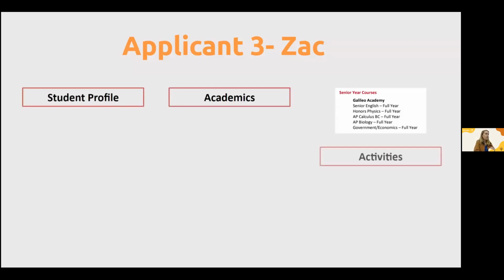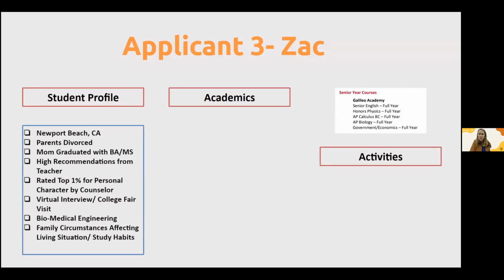And then again, we'll look at their student profile first. So the student is from Orange County, Newport Beach. Their parents are divorced. The mom graduated with their bachelor's and master's. The dad did not. That's why I mentioned mom only on this. Their teacher recommendations were very strong. So their letters of rec, the teachers highly recommended this candidate based on their academics and their personal qualities.